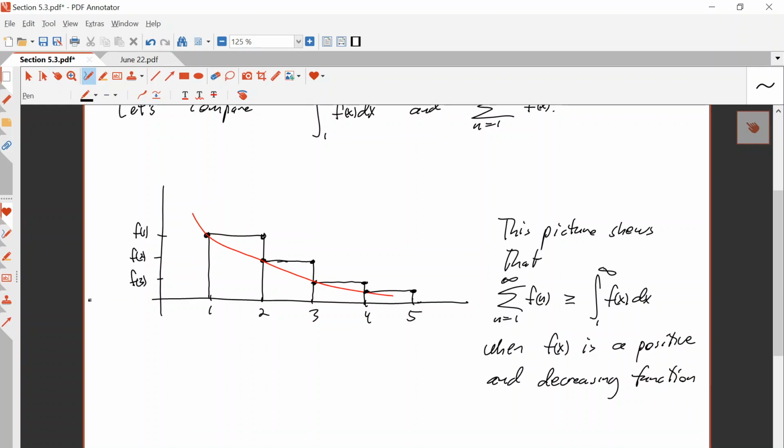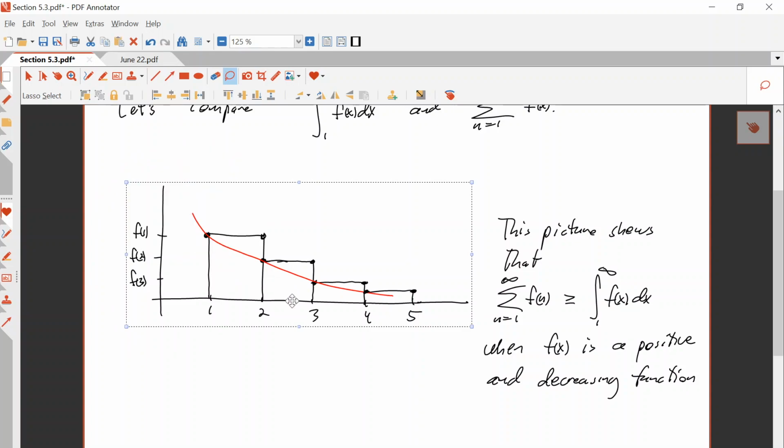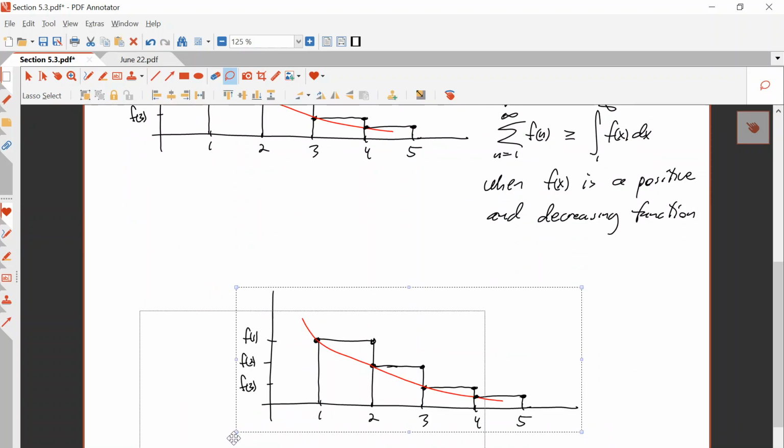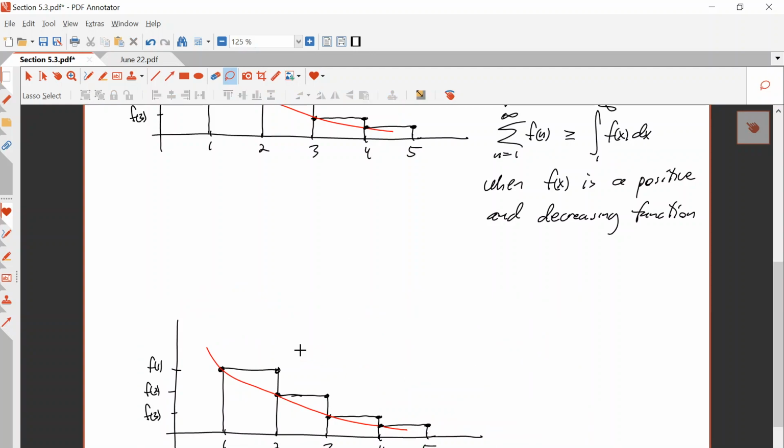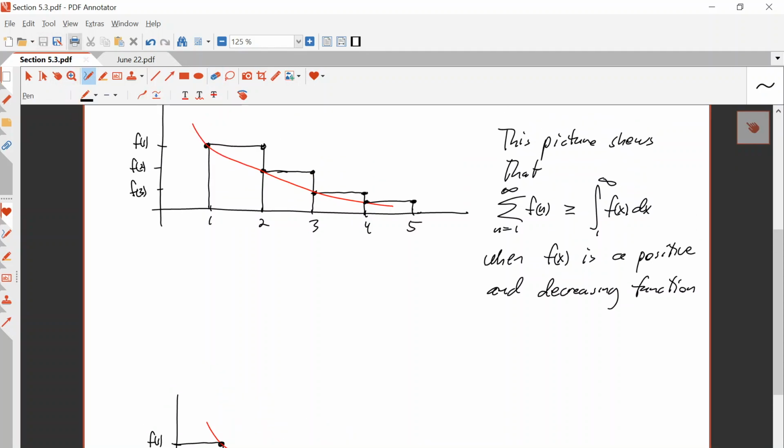I could draw a similar picture where instead of drawing the rectangles extending out to the right, I can draw them extending back to the left. Like so. This is f of 1. This area is f of 2. This area is f of 3. This area is f of 4, and we can just leave that one out. So what does this picture show?